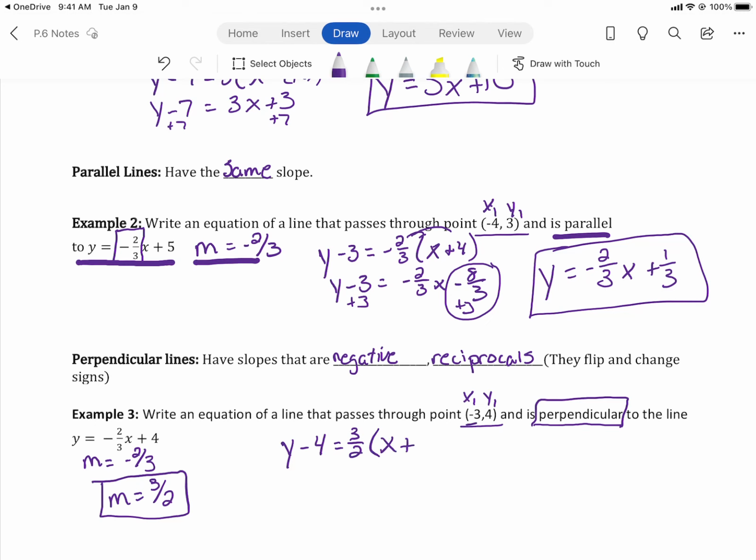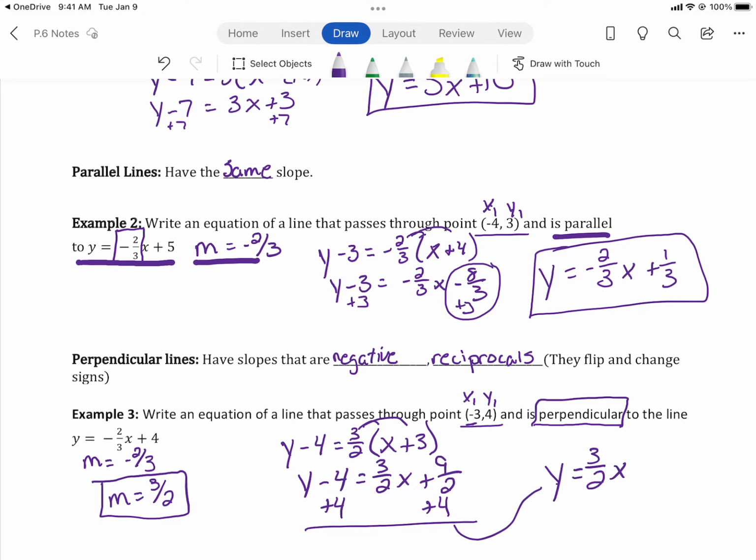Think about this negative 3, so x plus 3 in here. I'm going to distribute the 3/2. y minus 4 equals 3/2 x plus 9/2. Again, leave them as fractions. Add the 4. So final answer over here, y equals 3/2 x plus 17 over 2, if I put together 9/2 plus 4. That would be our final answer.